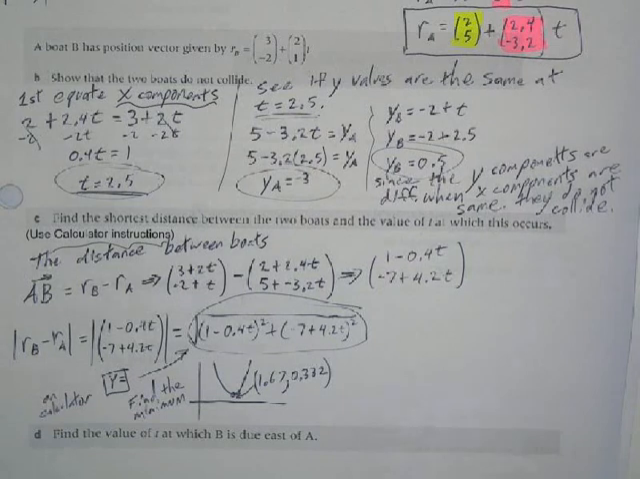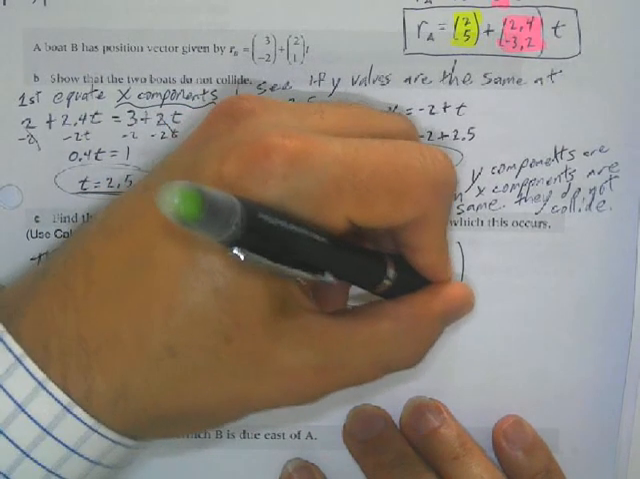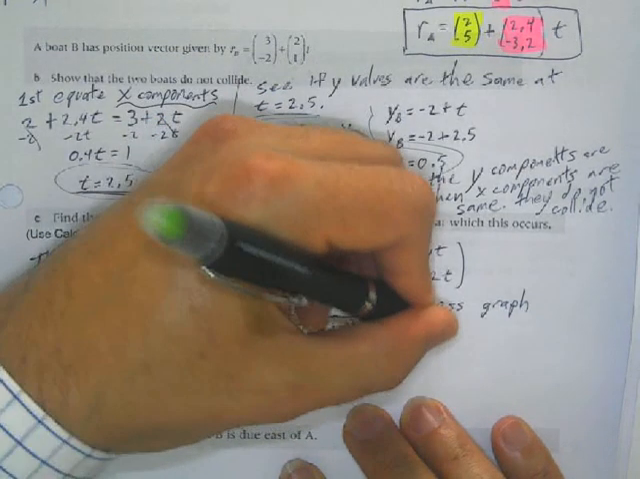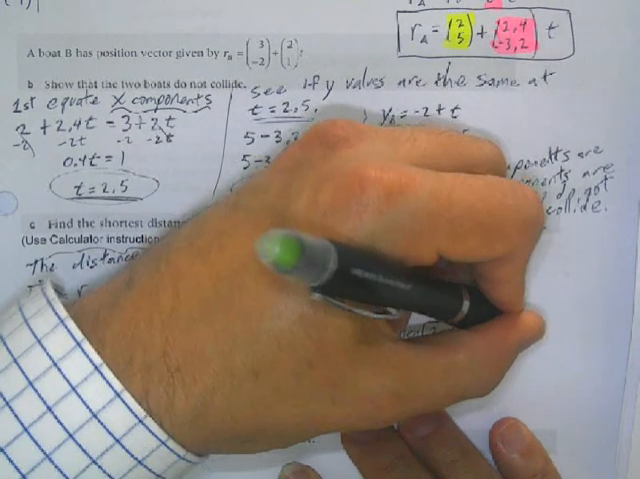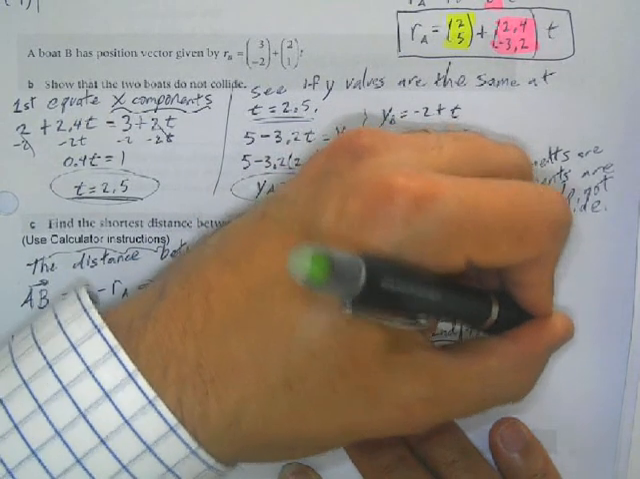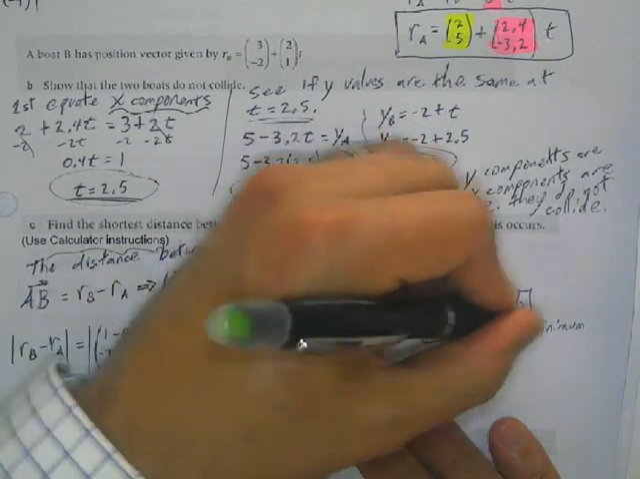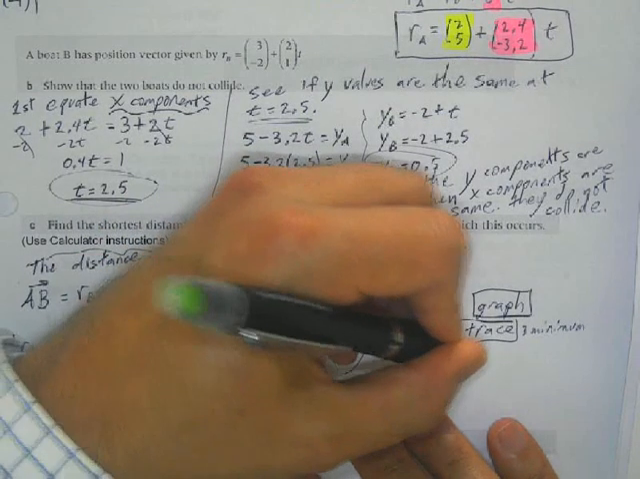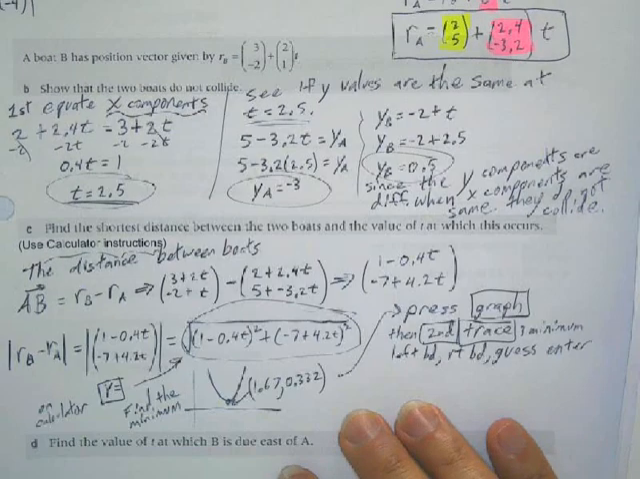I'll just rewrite it. Okay. So what did we do? We pressed graph, then second trace, minimum, right? And then we did left bound, right bound, guess, enter, and we got this coordinate.